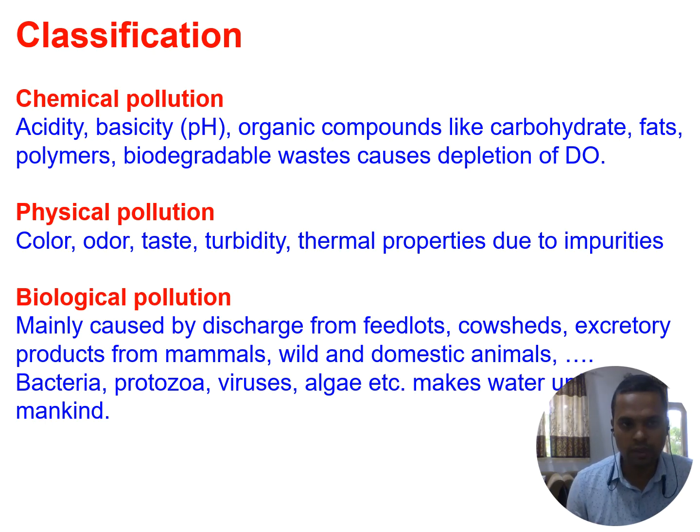We have already seen that classification. There are chemical pollutions, physical pollutions, and biological pollutions. Chemical pollutions change the quality of the water in terms of pH. They can add a lot of organic materials like carbohydrates, fats, polymers. Physical pollution is about how the water appears, like its color, odor or taste. And biological pollution is basically like throwing feedstocks or cow cells or vegetable products from animals into a particular area, which can cause bacteria and virus formation.